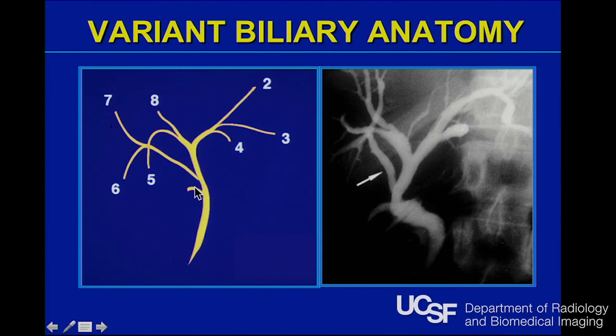And so in the setting of laparoscopic cholecystectomy, a surgeon might actually mistake the cystic duct for this posterior division right hepatic duct and can transect it and cause a biliary leak. And so this is a very important anatomic variant to recognize and identify.